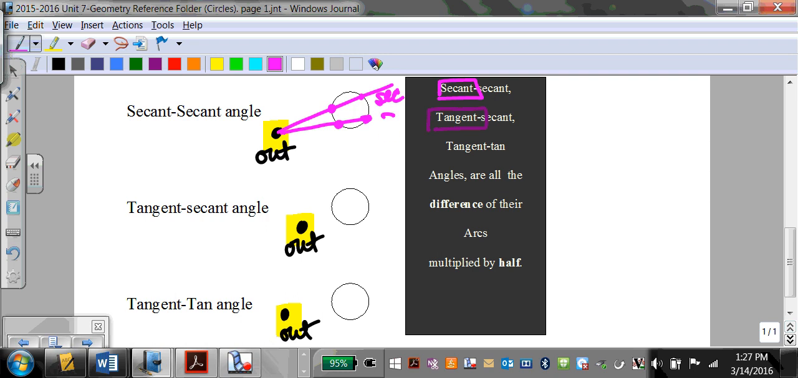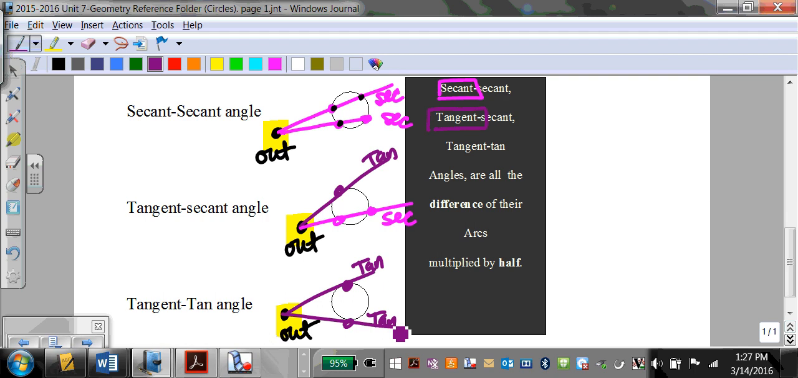All right. Both of these are secant. That bottom one goes through, secant. A tangent touches at one point, so that's a tan. That's a secant. That's a tan. If you have two colors, they will come into play.